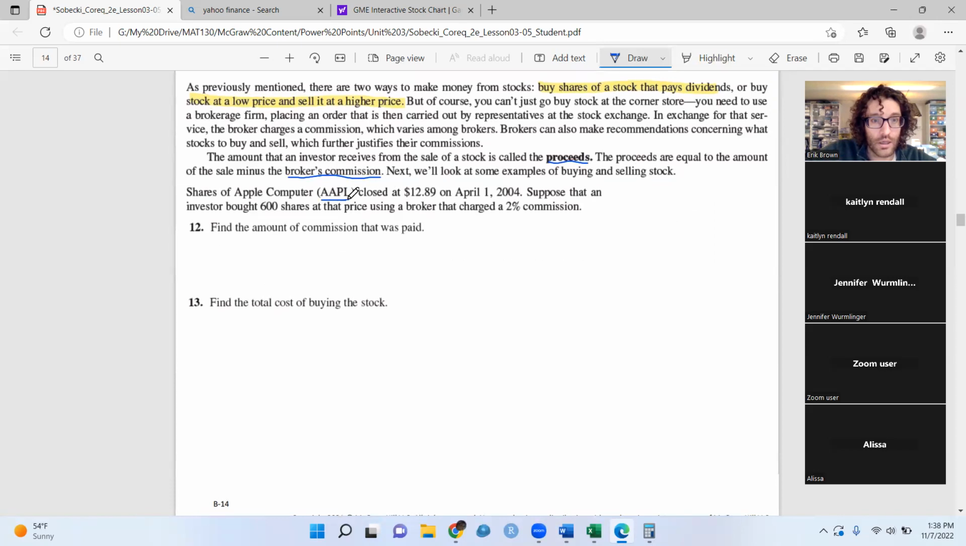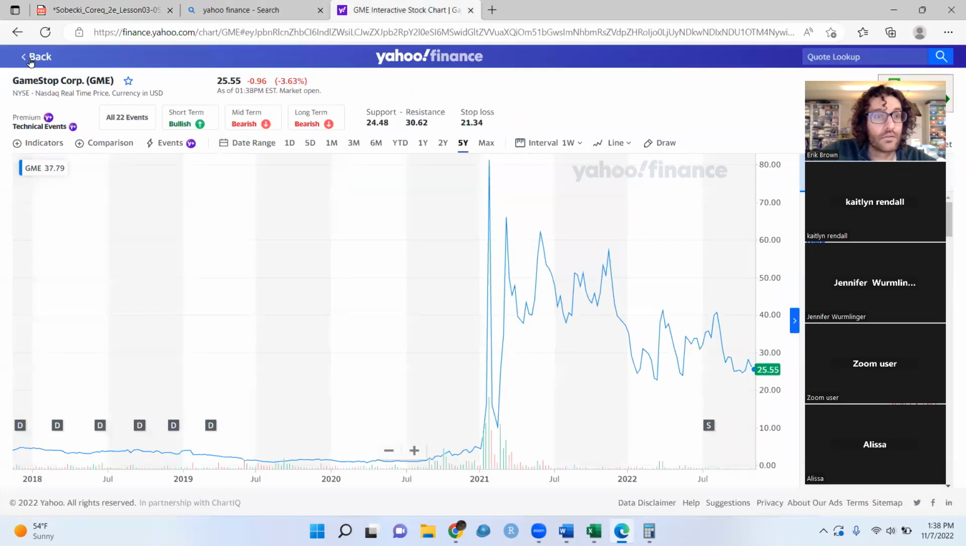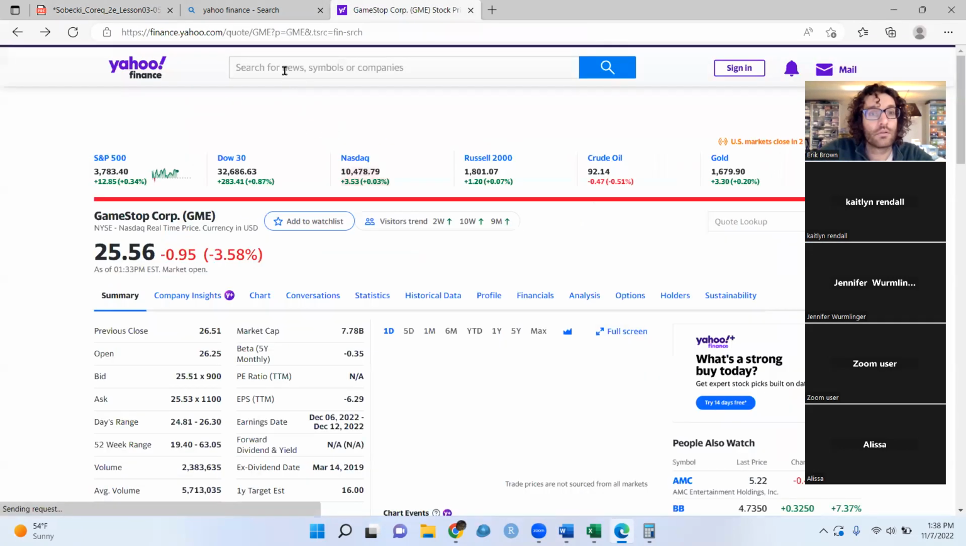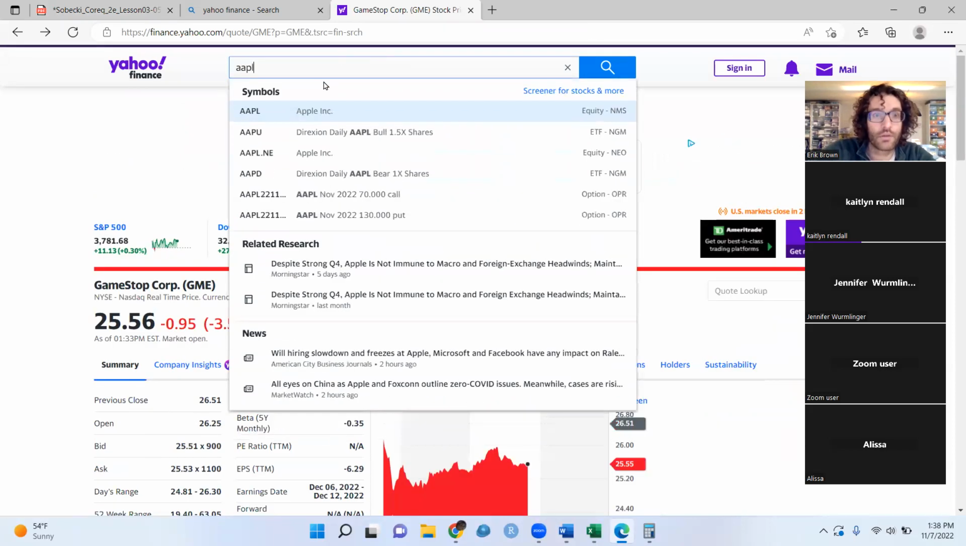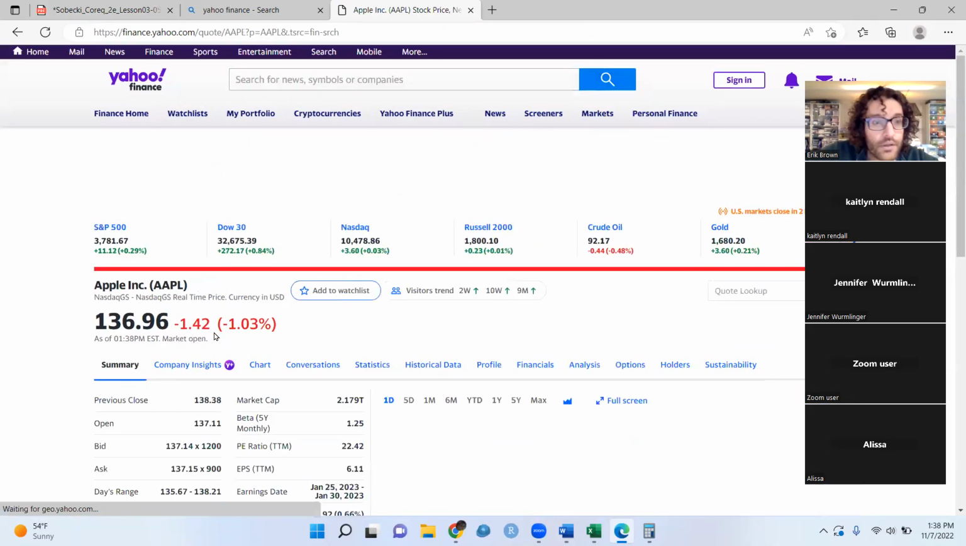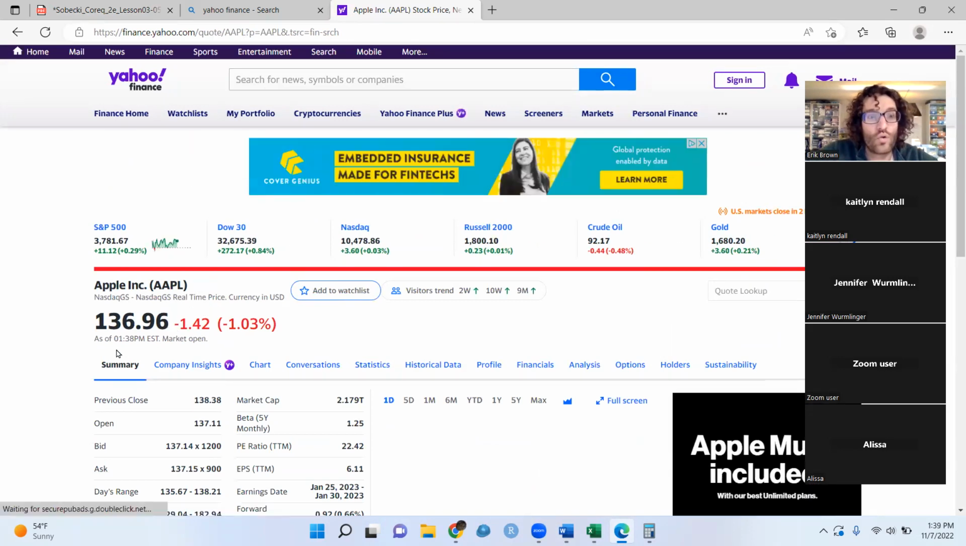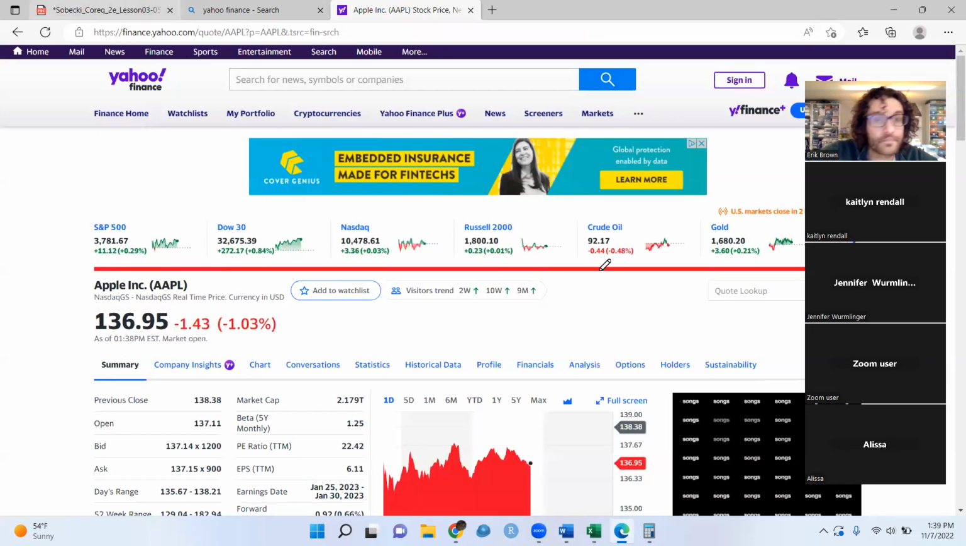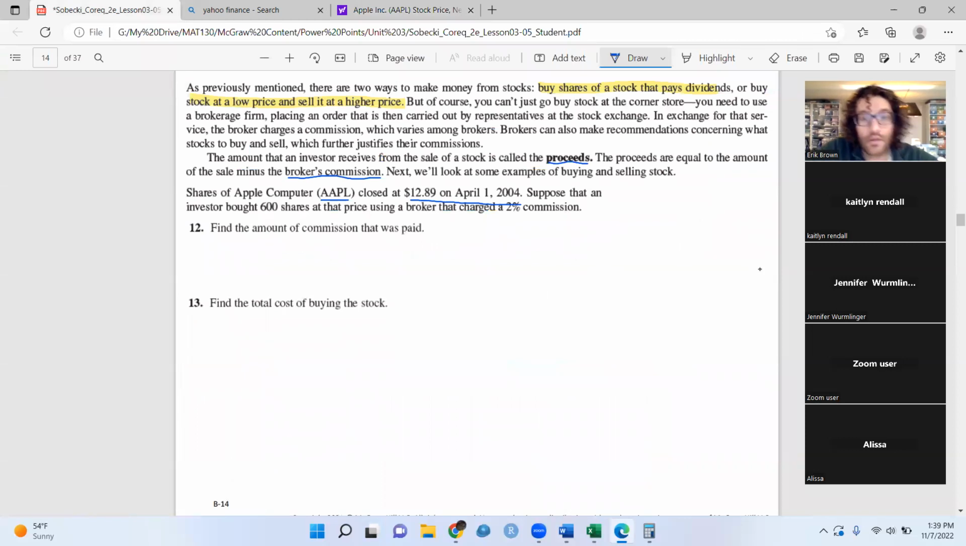So Apple, just for fun, let's see what Apple is today. On April 1st, 2004, it was $12.89. Apple, of course, there was a point where it was going to fall apart. And currently it's at 136.96. Ooh, huge increase. So let's say that an investor bought 600 shares at that price, $12.89, and they used a broker that charged a 2% commission, meaning it cost you 2% of the total sales.